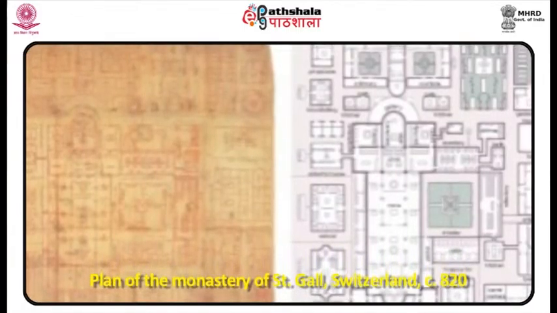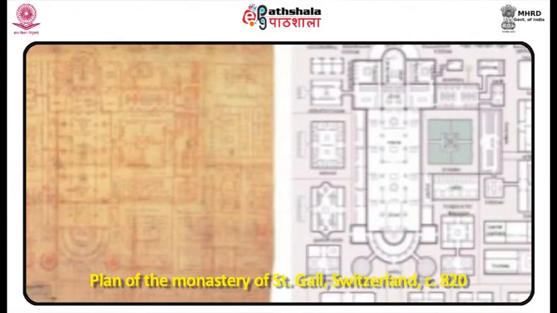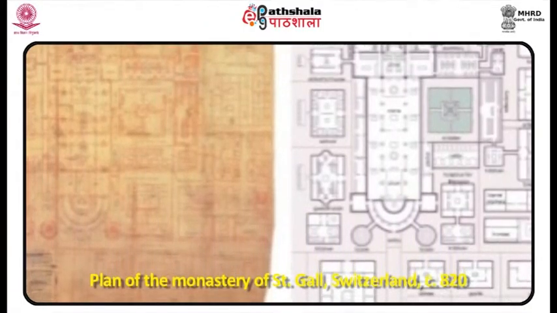Among other things, the St. Gall plan indicates beds for 77 monks in the dormitory. Practical considerations include latrines attached to every unit, dormitory, guest house, and abbot's house. Six beds and places in the refectory were reserved for visiting monks.